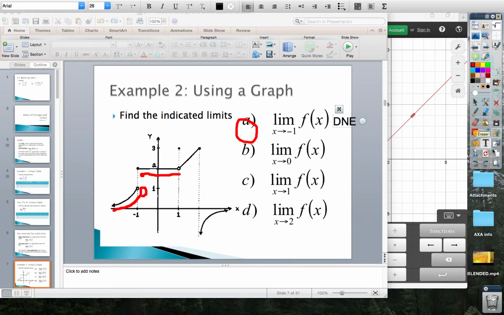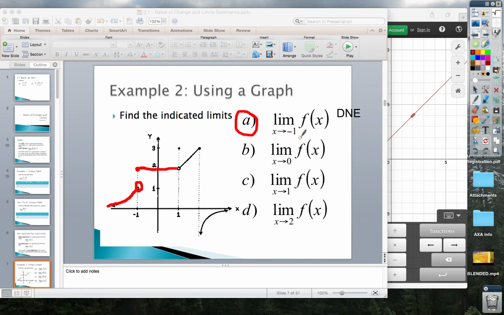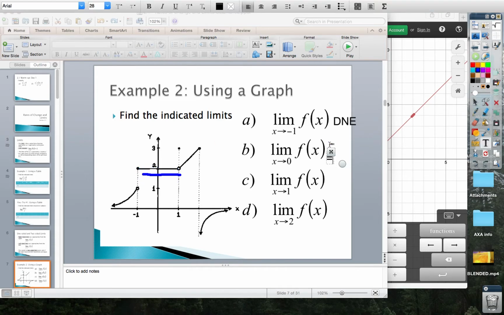Now let's take a look at part B. Part B says to find the limit as x approaches 0 for the function. So let's take a look at that now. As x approaches 0 from the left side, the y value is 2. When x approaches 0 from the right side, the y value is also 2. So for part B, the answer should be 2.